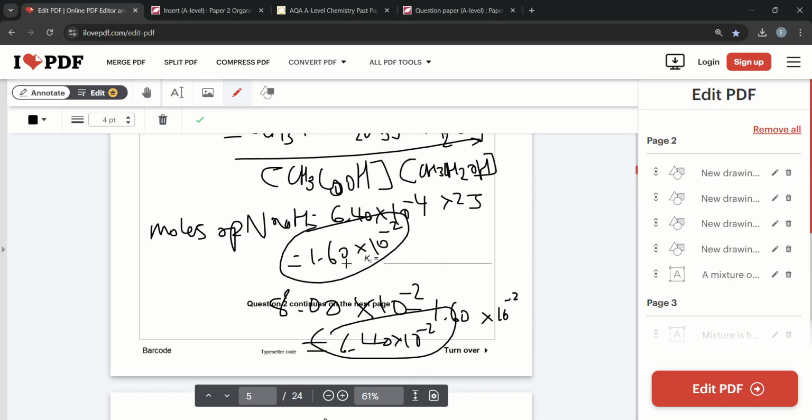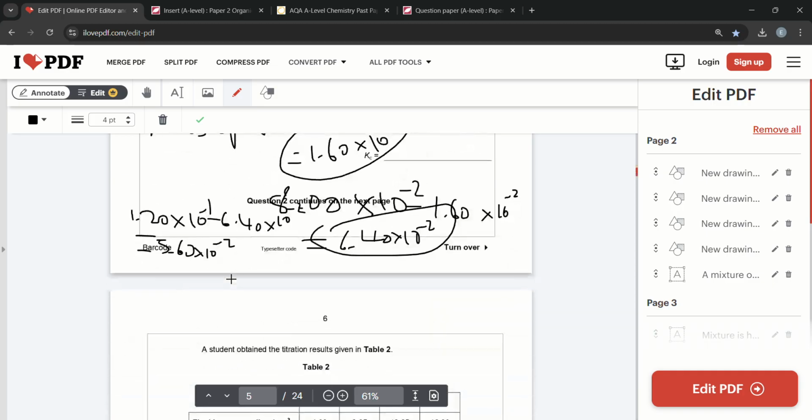We subtract, and therefore moles of ethanol at equilibrium is 1.20 times 10 to the power minus 1 minus 6.40 times 10 to the power minus 2, and we get 5.60 times 10 to the power minus 2, and then we substitute values in.